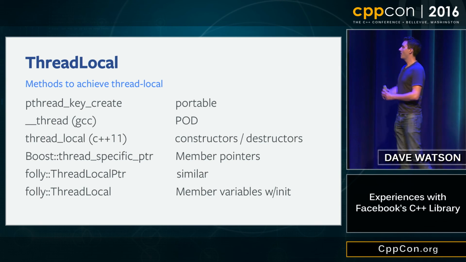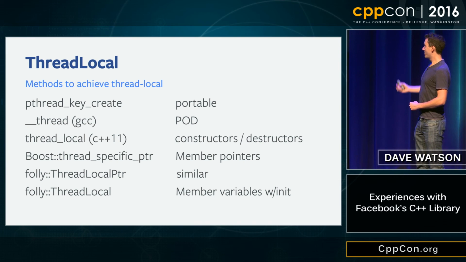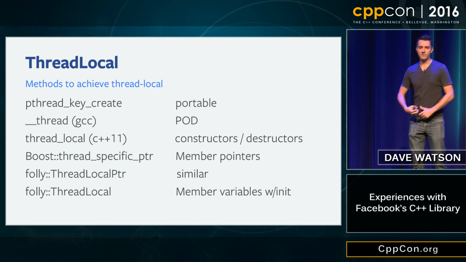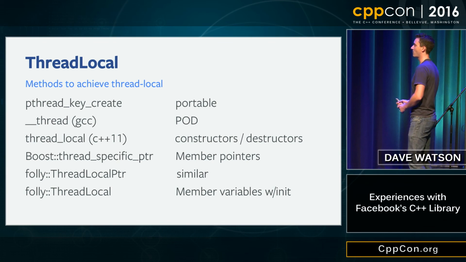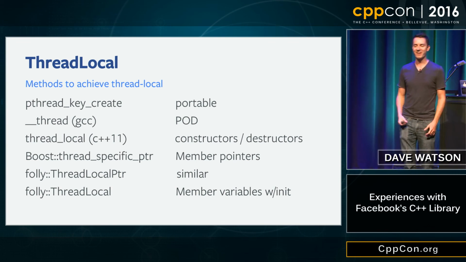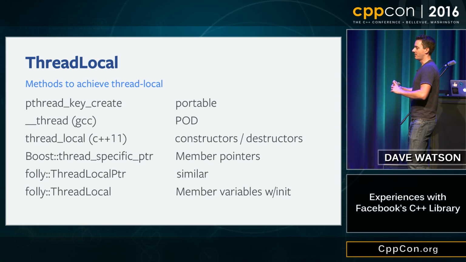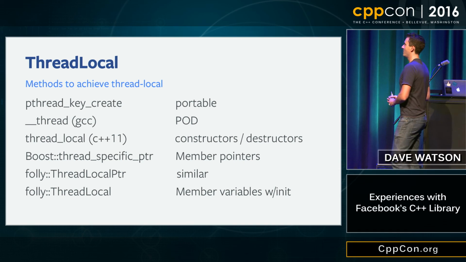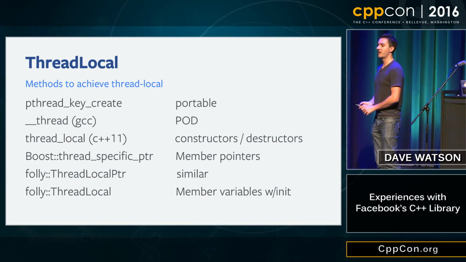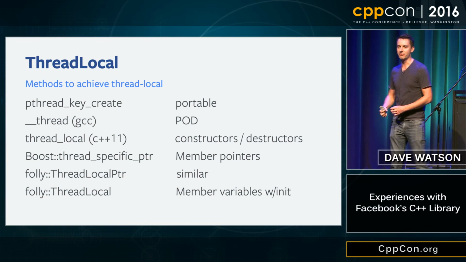__thread works great for plain old data types. Anything that doesn't have constructors and destructors, it will work excellent. thread_local from C++11: if you have constructors and destructors, that's the way to go. That's probably just a general recommendation. Use the standard. Why not? It works great. It actually has a little bit tighter constraints in terms of when you can access it. So if you need to access your ThreadLocal data before main or after main, you may actually end up having to fall back to some of the intrinsics in the compilers.